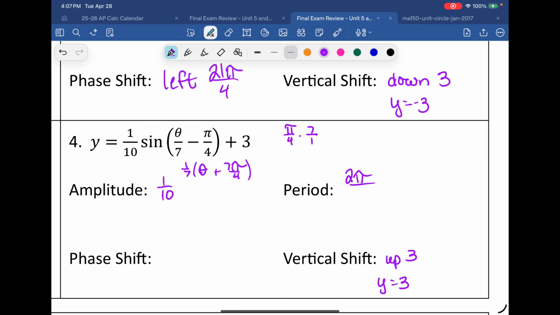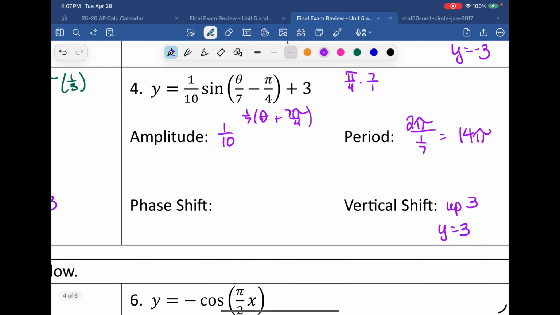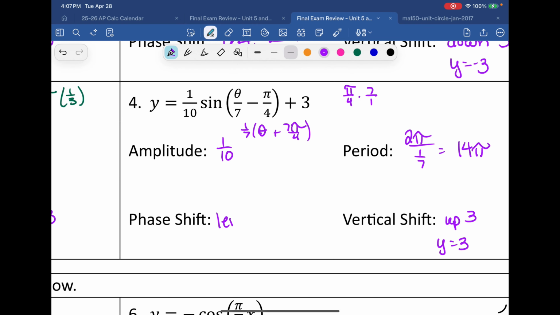Period, 2 pi divided by 1/7. We've already done that, that's 14 pi. Phase shift, plus, so it's left 7 pi over 4.